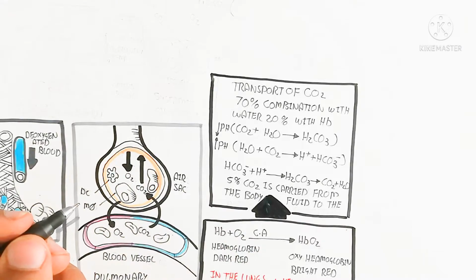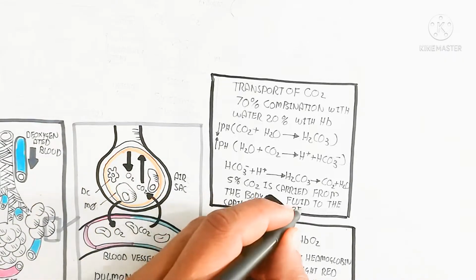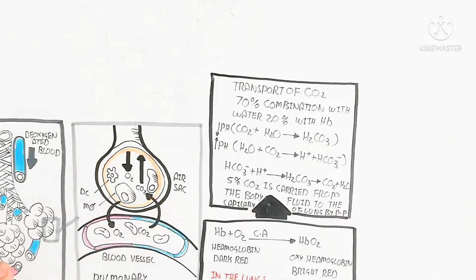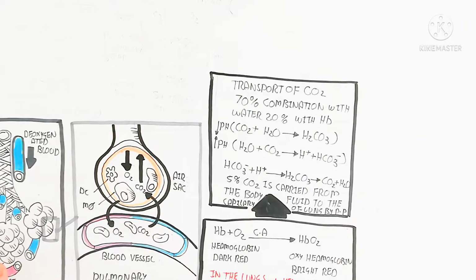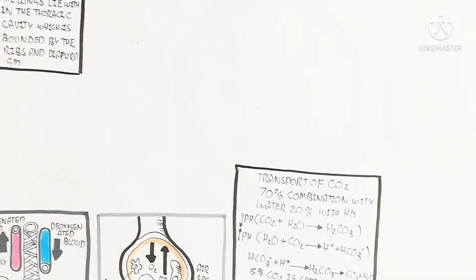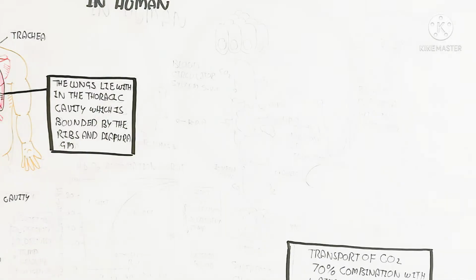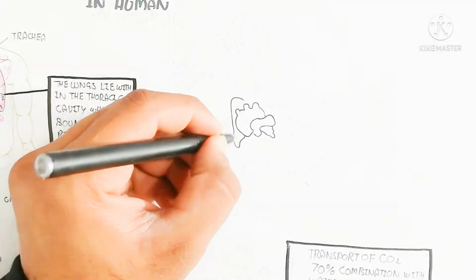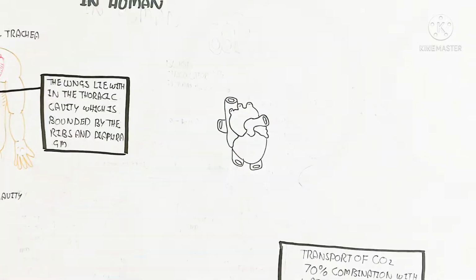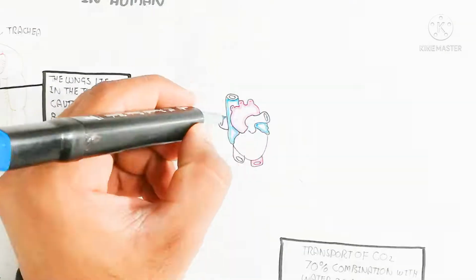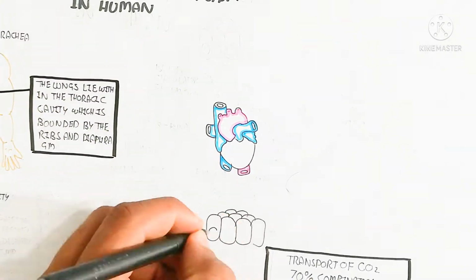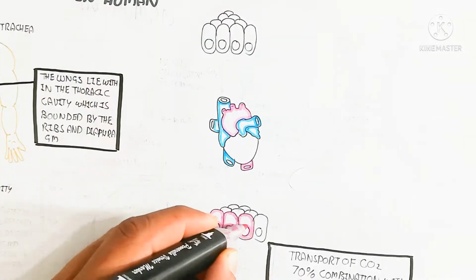So the carbonic acid binds with the proton, will again bind the carbonic acid, and again this can occur. And 5% of carbon dioxide is carried from the body fluid to the capillary of the lung by the protein, so the plasma protein.